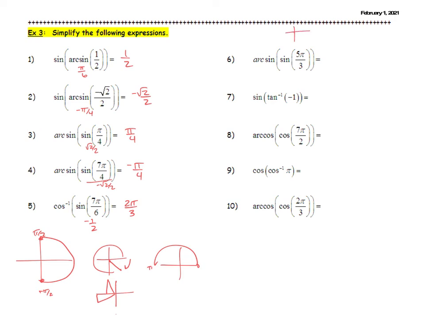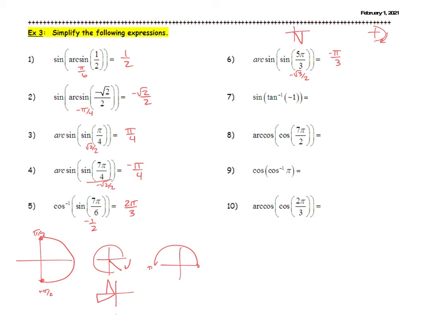Number 6, the sine of 5 pi over 3. 5 pi over 3 is down here, 60-degree reference. The sine is negative radical 3 over 2. Then the inverse sine of that is going to be negative pi over 3. If you're going to be in that special range from negative pi over 2 to pi over 2, you'd have to rotate down negative pi over 3 to be in the same place.